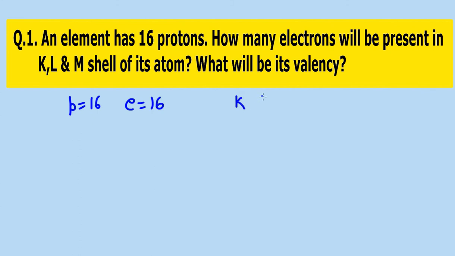So how will these electrons be distributed in K, L and M shell? K shell can have a maximum of 2 electrons and L shell can have a maximum of 8 electrons, and only 6 are left. These will be in the M shell. So its electronic configuration will be 2, 8, 6. Next part of the question is, what will be its valency? So it has 6 electrons in its outermost shell. So how many electrons are required to complete its octet? 8 minus 6, that is 2. So 2 is its valency.